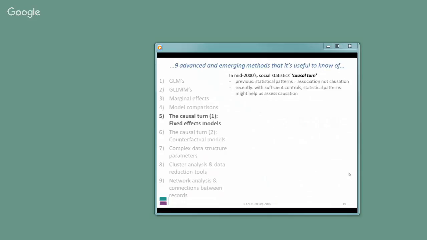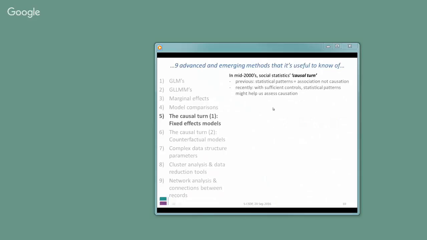Now, two more points about advanced and emerging aspects of statistical modeling are about causality, which at one point was a dirty word in social statistics. Many of you, perhaps with classical training in statistics, will have had it drummed into you, as I certainly did when I first learned about social statistics, that statistical patterns are associations but not causation indicators. If you find a correlation between two things, that tells you they're associated. It doesn't necessarily tell you that one causes the other. That became quite a conventional orthodox position in social statistics, but some people say that in the last decade or so, we've taken a causal turn in approaches to summarizing statistical data.